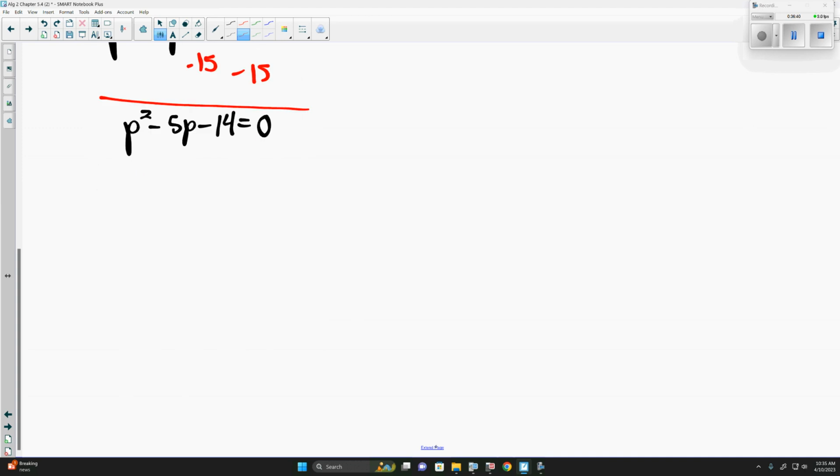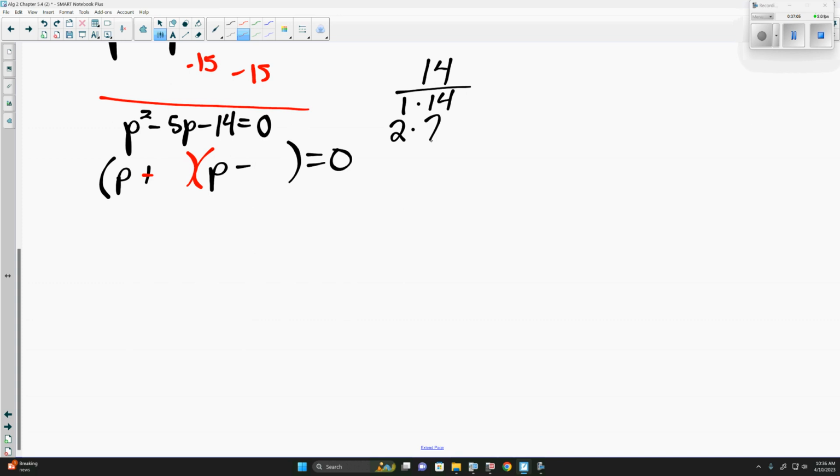So we can factor this here. Since the 14 is negative, our signs are opposite. One's going to be positive, one's going to be negative. Now the factors of p squared are p and p. Factors of 14, we have 1 and 14, 2 and 7. Which one's positive, which one's negative?